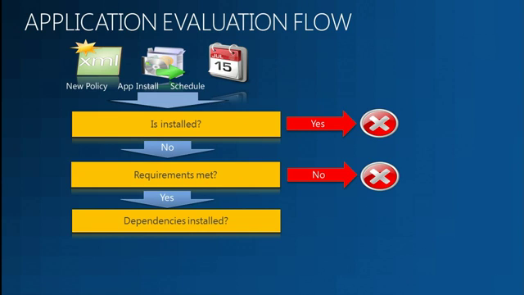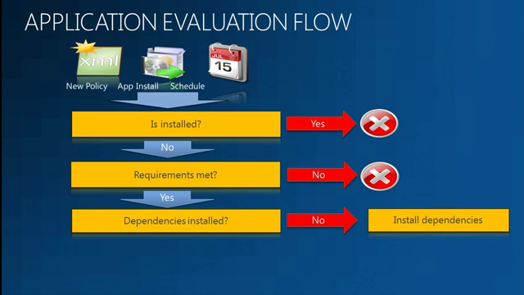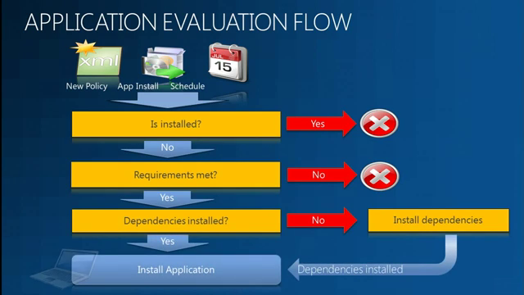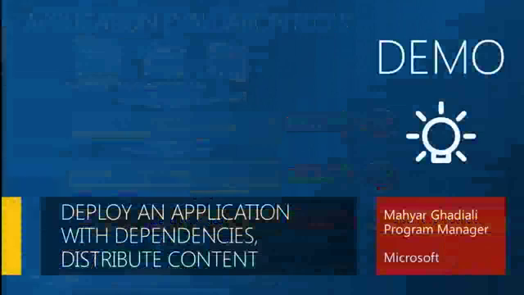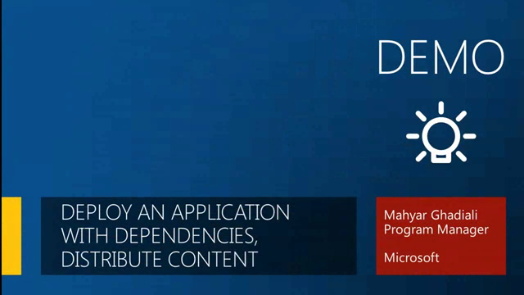The next step would be to evaluate the relationships, which are the dependencies. Is this app dependent on another app? And if so, is that app installed? If that app is not installed, and it's configured to be automatically installed, then we'll go ahead and automatically install it. If it's already installed, then we'll just go ahead and install your app for you. So with that, we'll move into another demo.